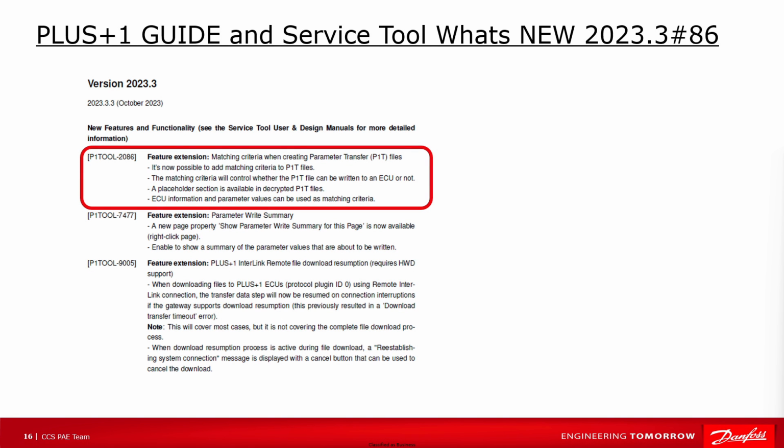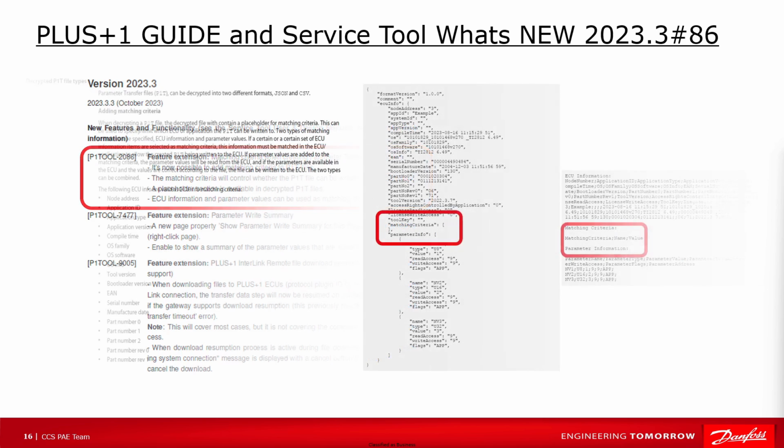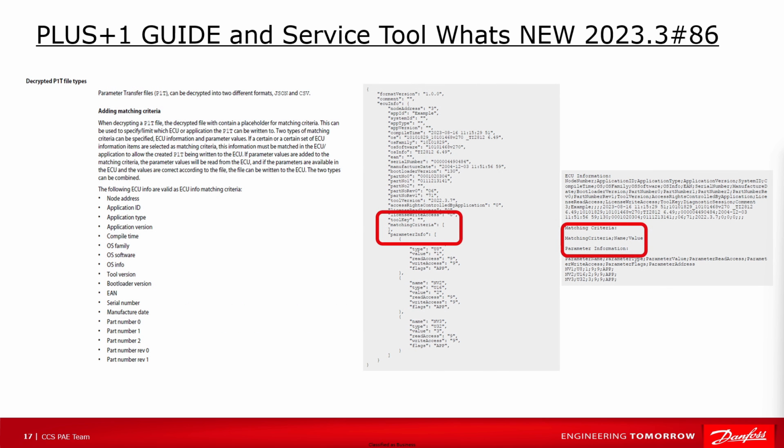After Guide, let's have a look at the Service Tool features in 23.3. Start with the first extension. It's now possible to add matching criteria when creating parameter transfer files, so-called P1T. This matching criteria will control if the P1T file can be written to an ECU or not. Currently, the parameter set in the P1T file will decide whether it's a match or not to the ECU, but you can also add the matching criteria.